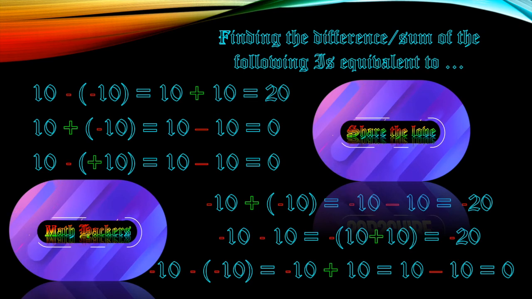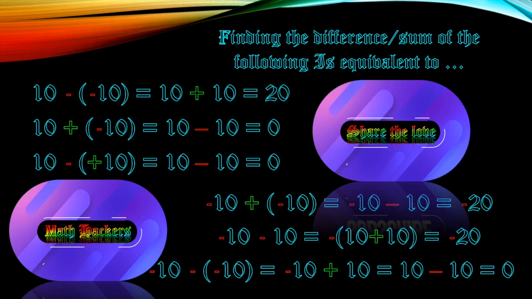Finding the difference or sum of the following. So basically, I'm going to walk you guys through these examples. 10 minus negative 10 is the same as 10 plus 10, which is 20. 10 plus negative 10 is the same as 10 minus 10, which is 0. 10 minus positive 10 is the same as 10 minus 10, which is 0.